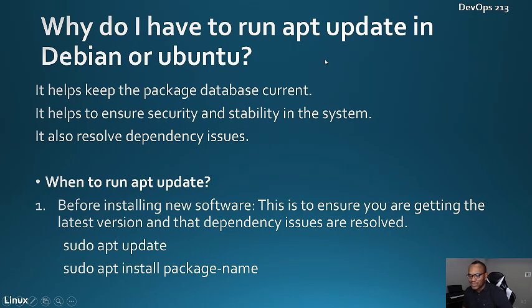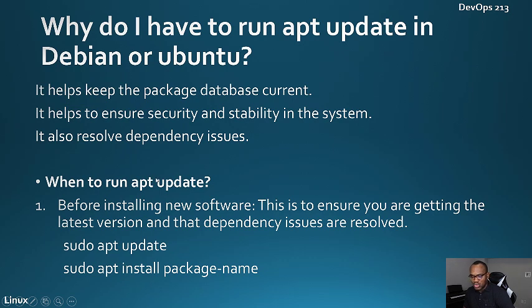Why do we have to do that? It helps keep the package database current. It helps to ensure security and stability in the system. When you run the apt update, there may be bugs that the new update will fix. So it helps ensure stability in the system and security, to help resolve dependency issues. If there were dependency issues, it will resolve them.